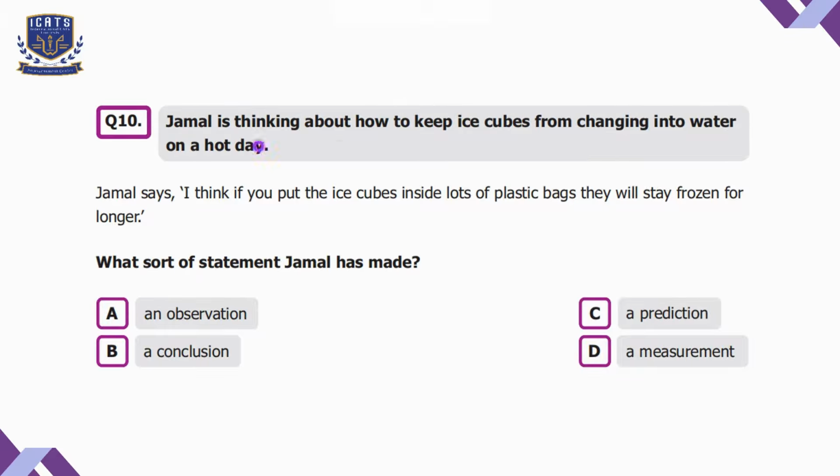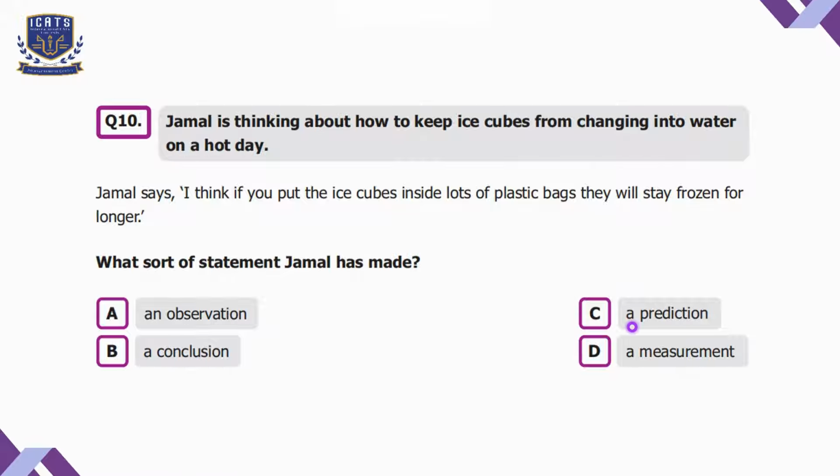Question number 10. Jamal is thinking about how to keep ice cubes from changing into water on a hot day. Jamal says, I think if you put the ice cubes inside lots of plastic bags, they will stay frozen for longer. What sort of statement has Jamal made? Option A is an observation. An observation basically involves directly noting facts or events, such as seeing the ice cubes melt. So he has not observed anything, so we will not select option A. Option B is a conclusion. It would be a result or a judgment that is made after an experiment or investigation. But he has not done anything like that, so we will not select option B as well.